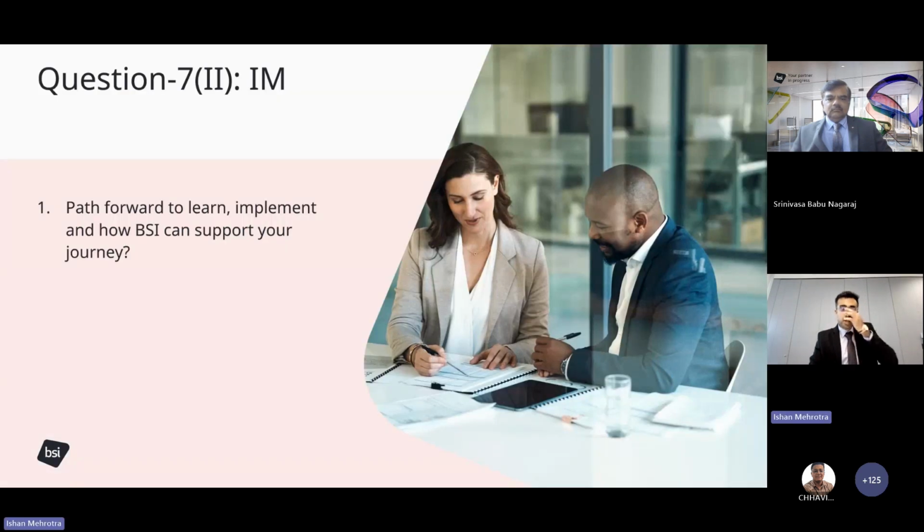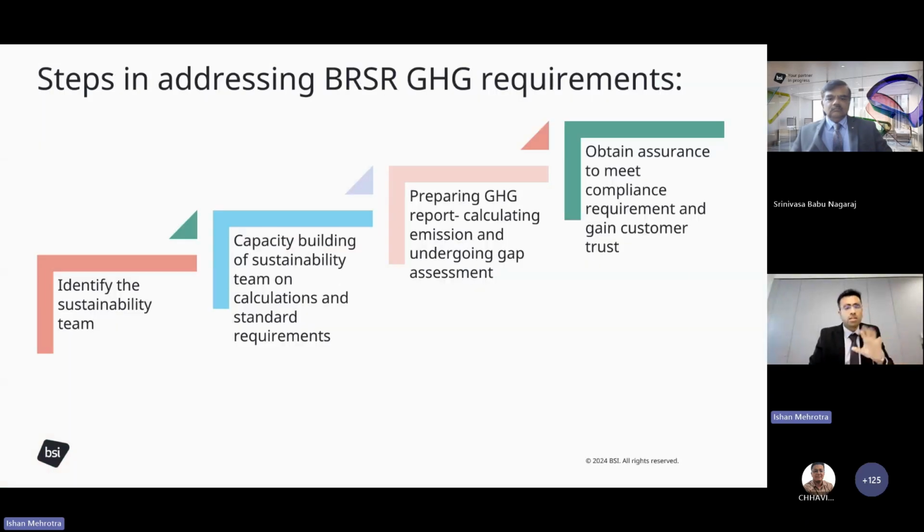With this, I would like to take you on the path forward to learn how BSI can support your journey and what are the standards available in our ESG bucket. So this is just a high level four steps which I have broken down, on how companies can start coming on to the BRSR GHG requirements and how they can prepare themselves.